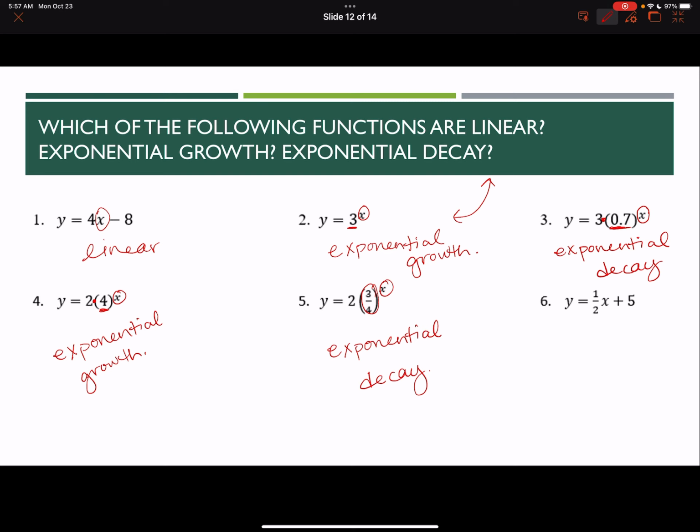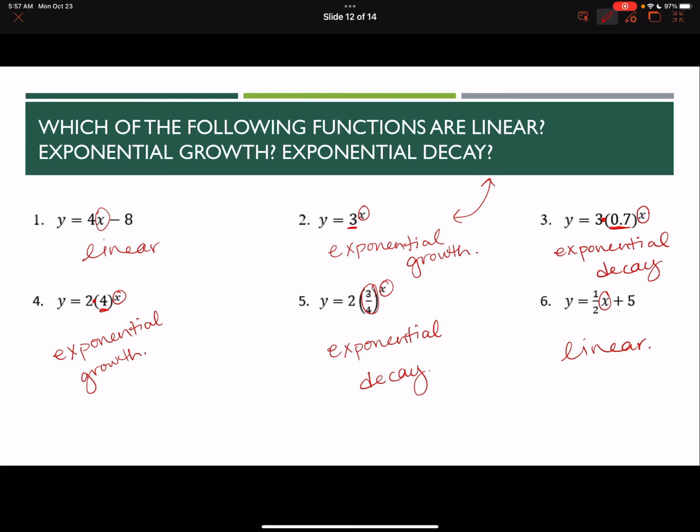And finally, number 6, that x is not an exponent. This means 1/2 times x, not 1/2 to the x. So this one is linear. Okay.